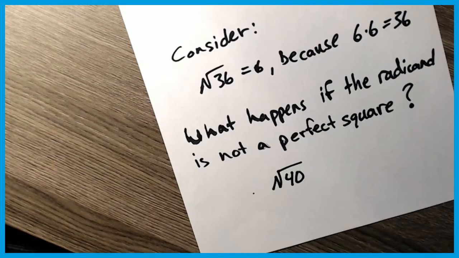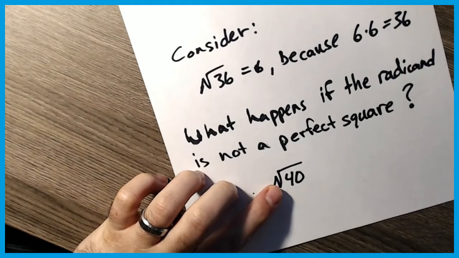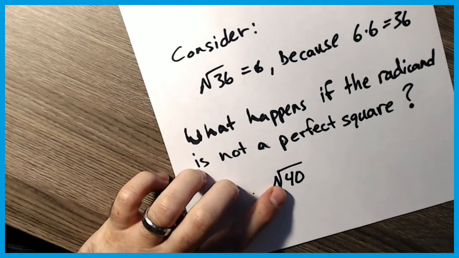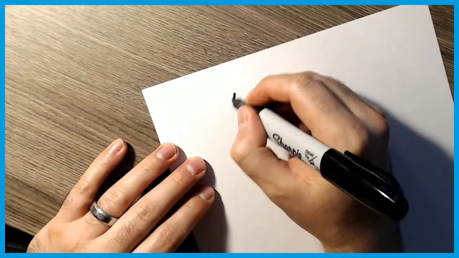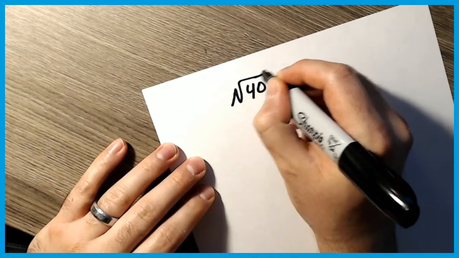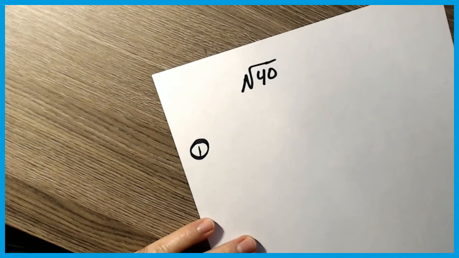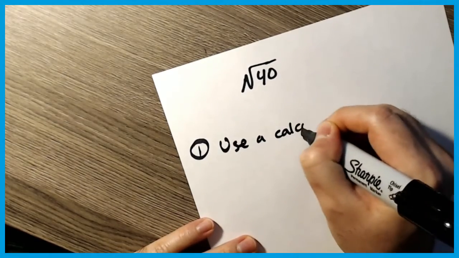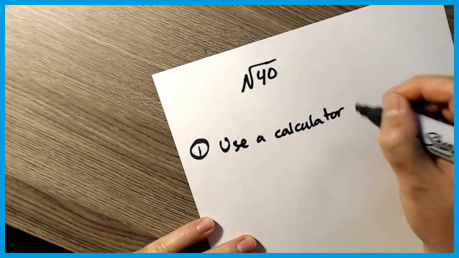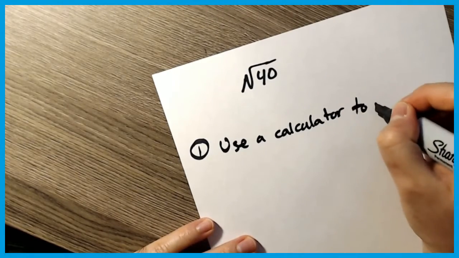So what can you do? What if you have a radical with a radicand that is not a perfect square? Essentially you've got two options. Just remember, we're talking about the square root of 40 right now. If I ask you to solve this, the first option is you can use a calculator, and it'll give you an estimate.